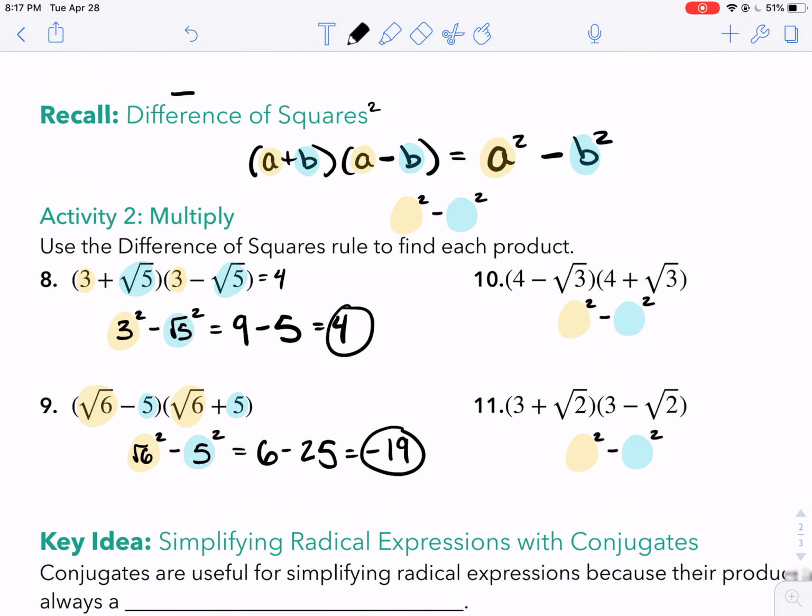Go ahead and follow this pattern and see if you can do numbers 10 and 11 by yourself. Hit pause and see how well you do.